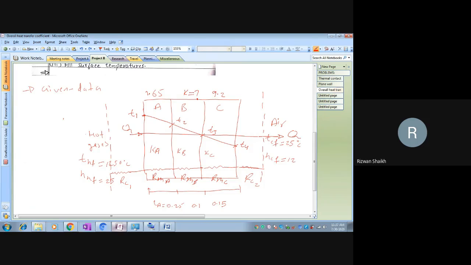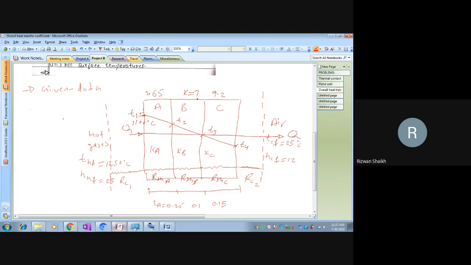So T1 is given to be 1100 degrees Celsius if you refer to the problem. I can write it here, the value is given to be 1100 degrees Celsius. With these three temperatures, we have to calculate T2, T3, T4. We have to calculate K, and we have to calculate the overall heat transfer coefficient.